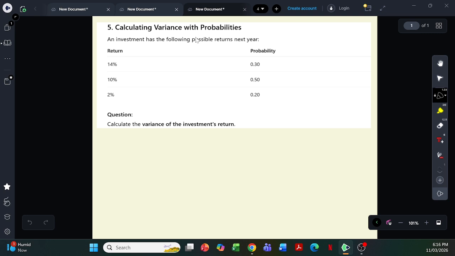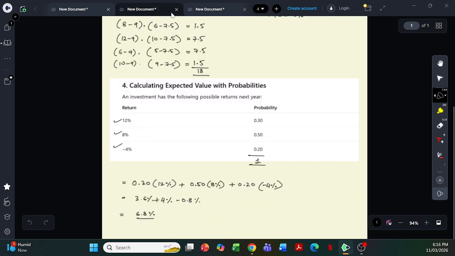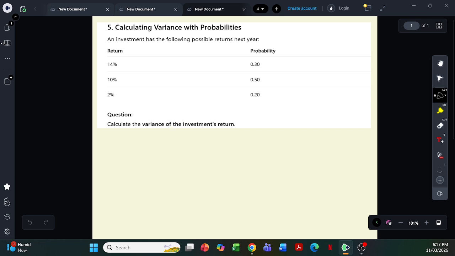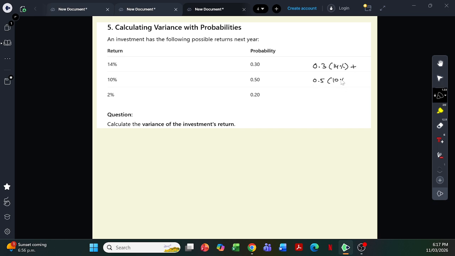The next question that we're going to do is calculating variance with probabilities. Okay, this one, the first thing we need to do is find the expected return. When we are in the probability world, we say expected return, not the mean return, which is going to be 0.3 times 14% plus 0.5 times 10% plus 0.2 times 2%. Okay, this is going to be 4.2% plus 5% plus 0.4%, which happens to be 9.6%.